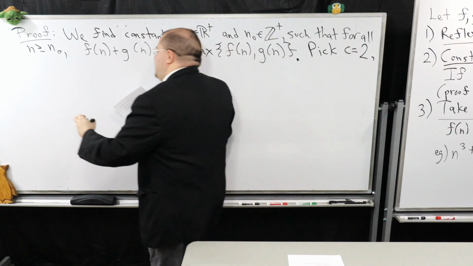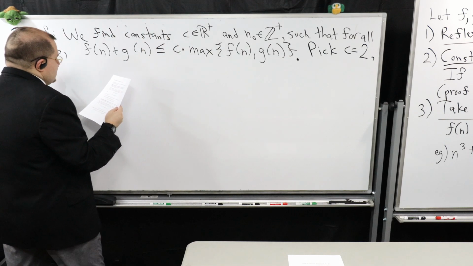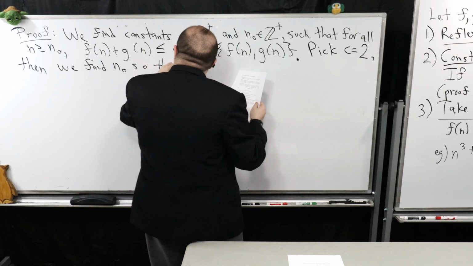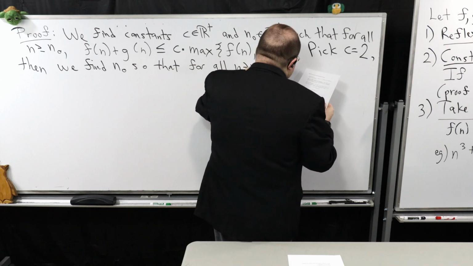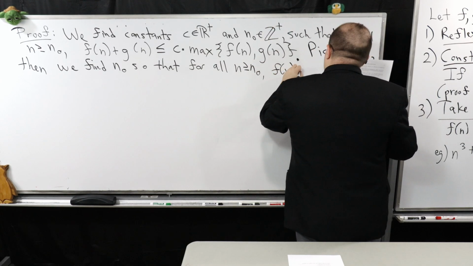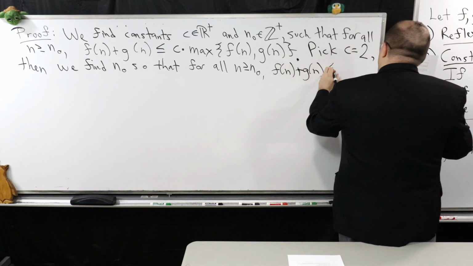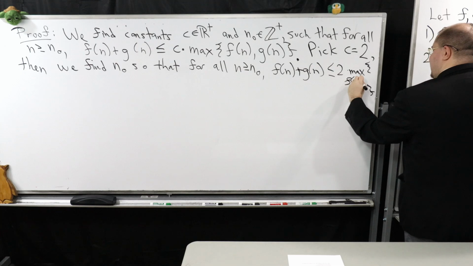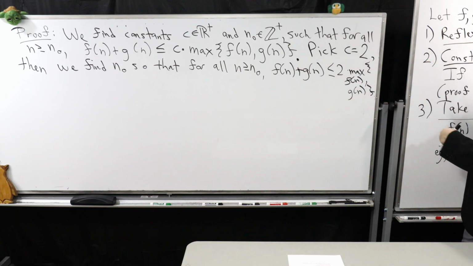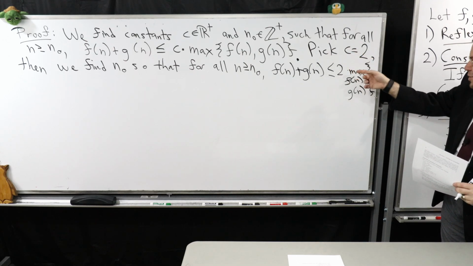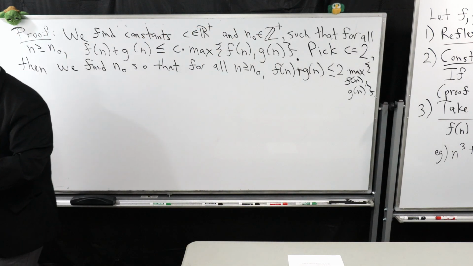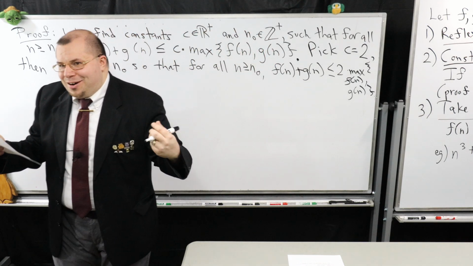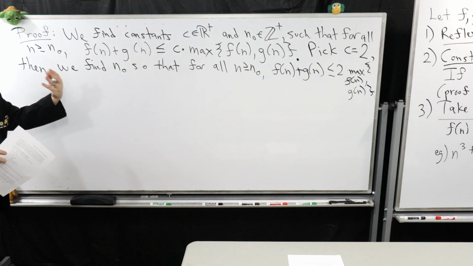So pick C equal to 2. Now I just got to tell you what I'm going to do next. Then we find n0 so that for all n greater or equal to n0, f of n plus g of n is less than or equal to 2 times the max of f of n and g of n. I'm sort of running out of space, so I'm going to squiggle this in. This is just what I wrote over there. I put the 2 in. Now watch, just watch. You're going to see the same idea that I used last time, just again. But I can talk about something a little bit more general now. Sorry, I'm just running out of air. I'm just really excited about this.